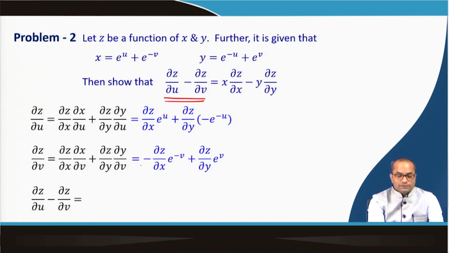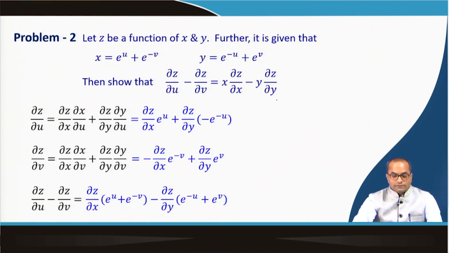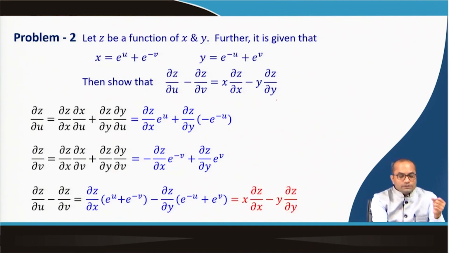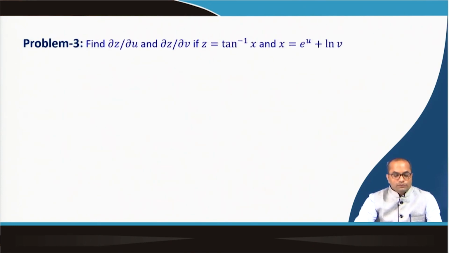So, we can see from here, del z over del x we can take common. So, we have e power u, and then with this minus sign again it will become plus e power minus v, that is x. So, we are getting here x, and similarly in the second case we are getting y, which is the right hand side of the given expression. Well, so this is simple. Once we know this chain rule, this formula, this is easy to evaluate.